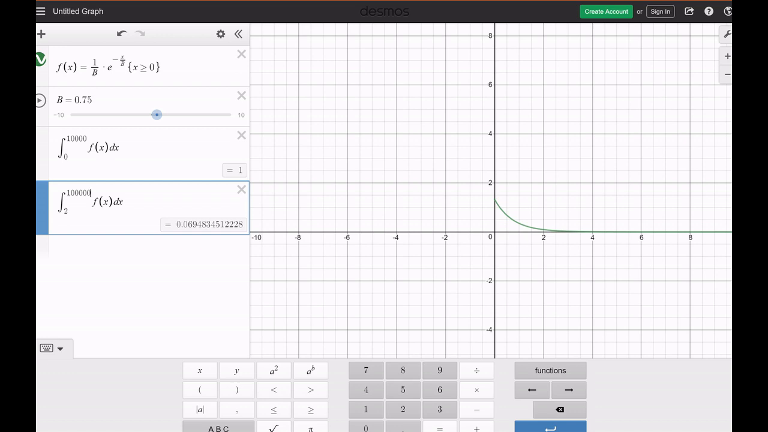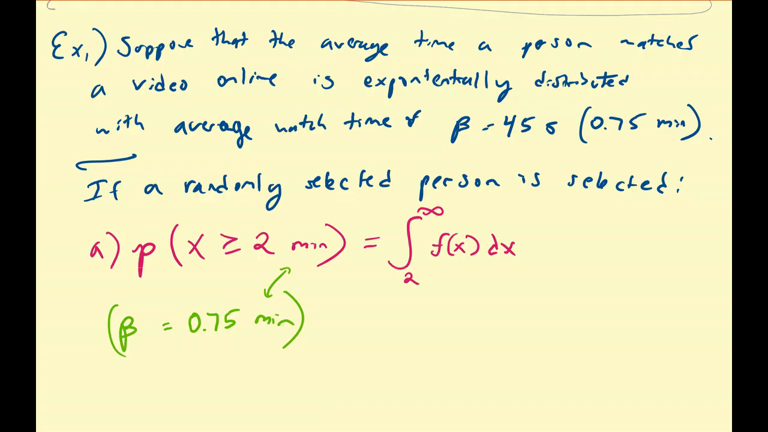So it's going to be 0.0695. So the probability that a randomly selected person watches a video for more than 2 minutes is about 7%.